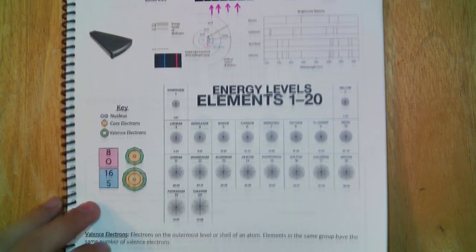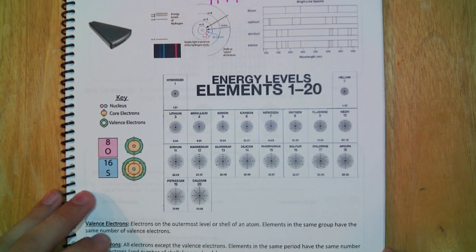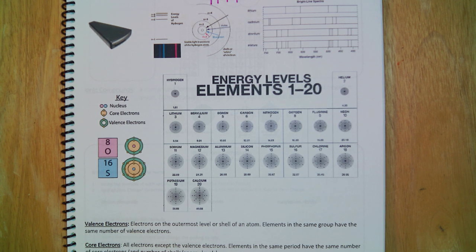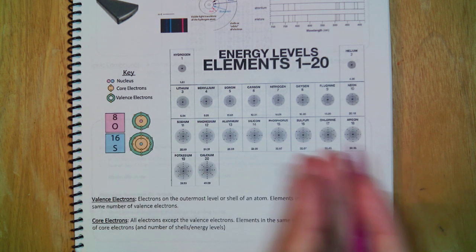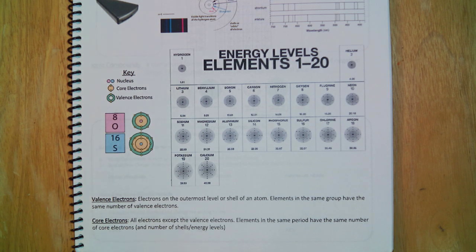Then we moved into looking at the simple atomic models and just looking at the difference between core electrons and valence electrons. The idea that valence electrons were the electrons on the outermost level or shell of an atom, and the elements in the same group on the periodic table, the same columns, have the same number of valence electrons. That was one observation that we came across. And core electrons were basically all the other electrons except the valence electrons. So everything underneath the valence shell of electrons. And we came to the conclusion that elements in the same period have the same number of core electrons and also the same number of shells or energy levels, as we can see here.